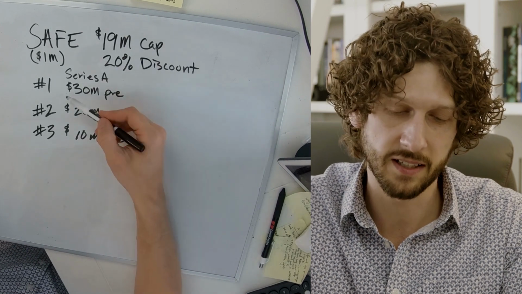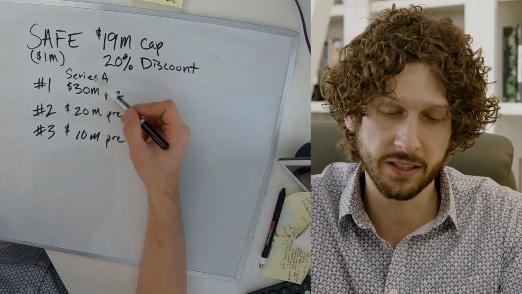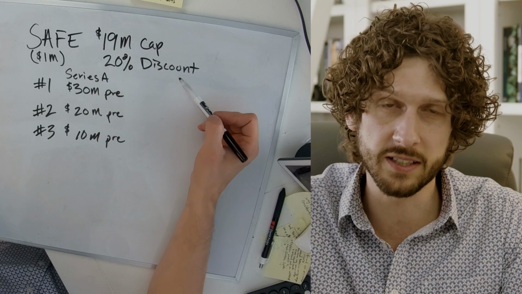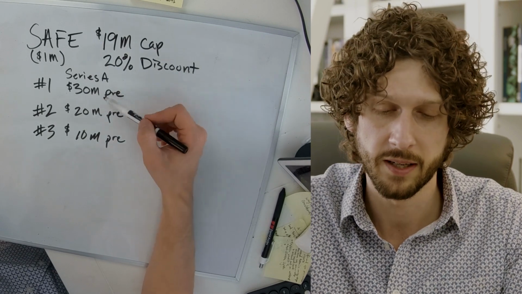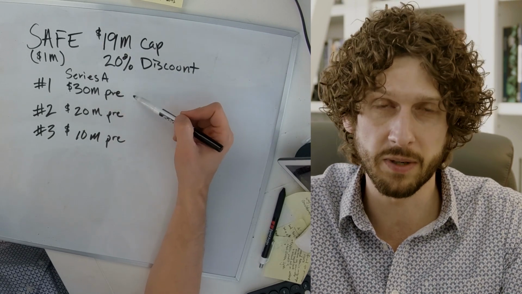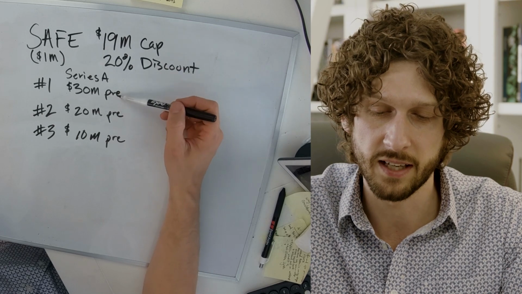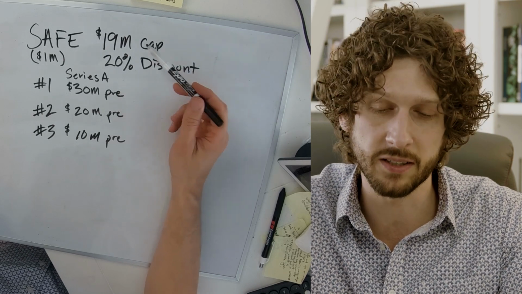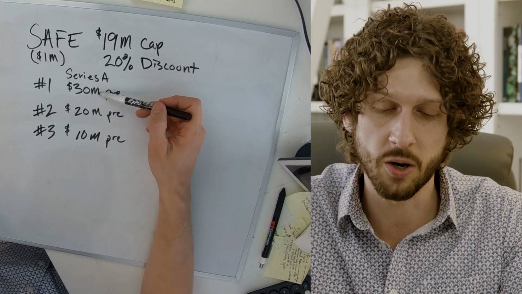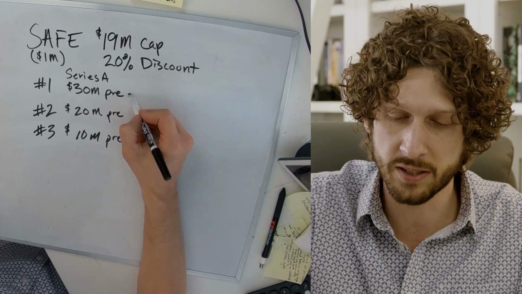So in this case, in the top one, $30 million is higher than 19, so the discount rate doesn't play a role here because the way the docs are going to be written, the standard is that you get your discount up until you hit your cap. So in this case, you're over the cap. So this is pretty simple.